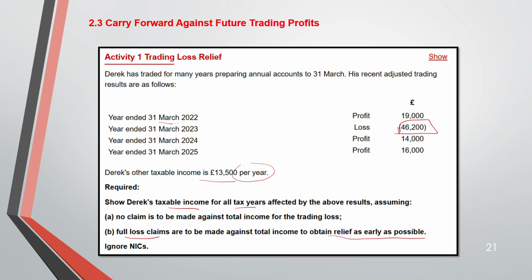See, the minute they tell you this, try to get it in the current and the previous year rather than carrying it forward. This is the meaning of it. And ignore any NIC. So now let us start activity 1.